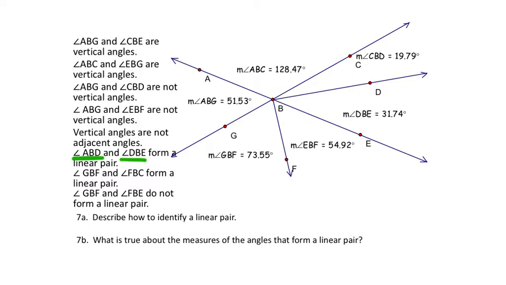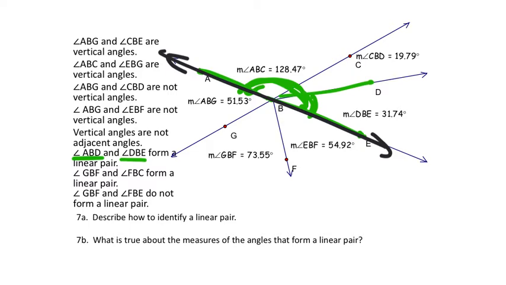So let's see, ABD, that's this angle right here. This one. And then angle DBE, right? So DBE right there creates this angle. Well, what do we get when we combine these two angles together? Well, you get a straight line right here. Okay? So linear pairs means that we have a supplementary relationship or that the angles add up to 180 degrees. So we'll write that in here.